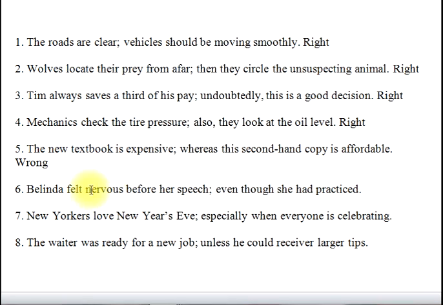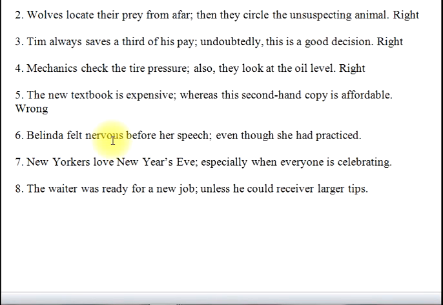Okay. How about this one? Belinda felt nervous before her speech, even though she had practiced. Now, even though is a two-word subordinating conjunction. It's the same as although, right? So it really is. Even though is a subordinating conjunction. It's just a two-word subordinating conjunction.